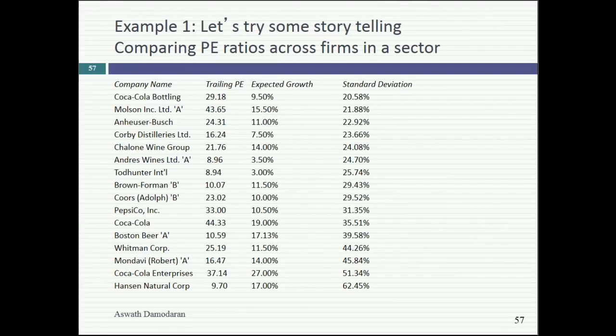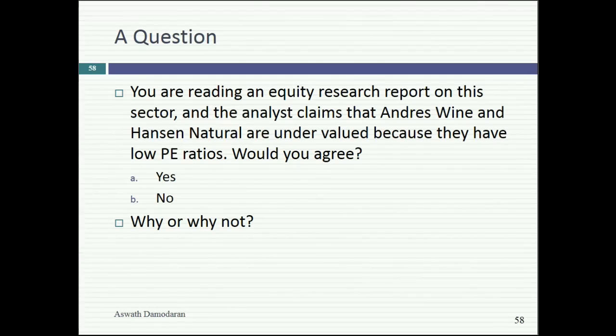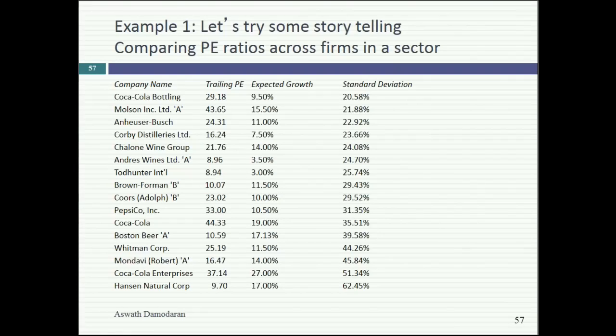I'm the beverage analyst, and this is my sector. Okay, so list of companies at the P/E ratio, growth, and risk of the companies. So you ready? I'm going to put out an equity research report. And the stocks I'm going to recommend you buy are André Wine and Hanson Natural. Let me go back to the previous page. See why I picked André Wine and Hanson Natural? André Wine has a P/E ratio of 8.0. So I basically picked the two stocks with the lowest P/E ratios.